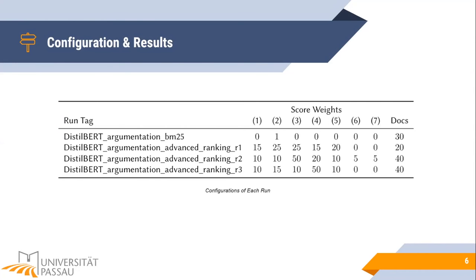So we have submitted four runs in total. All of them are derived from the same architecture described previously, while changing the configuration in each submission. The initial score weights and the initial numbers of retrieved documents from Chatnoir are presented in the following table.